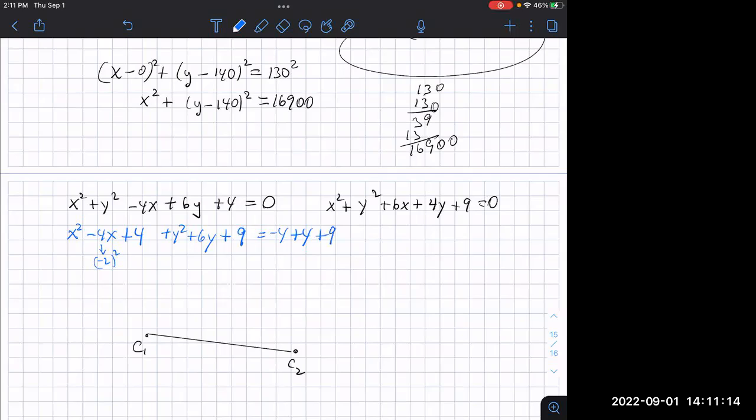So what is the equation of the circle? It's (x minus 2) squared plus (y plus 3) squared equals 9. So then the first center is? The first center is (2, -3). Okay, now do the same for the second circle.